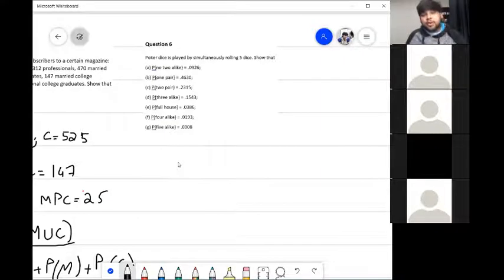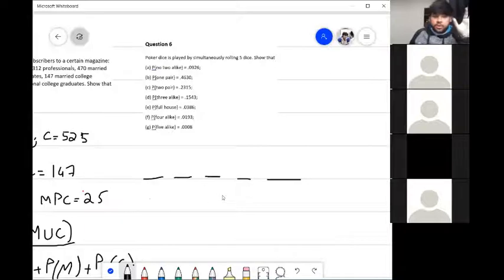So poker dice is played by, this is the last question by the way, poker dice is played by simultaneously rolling 5 dice. So there are 5 dice, and उनमें से 6 values हो सकती हैं, 6 possible values for each dice. Show that the probability when you roll a dice that there are no two alike. ठीक है. सही है. It makes sense.